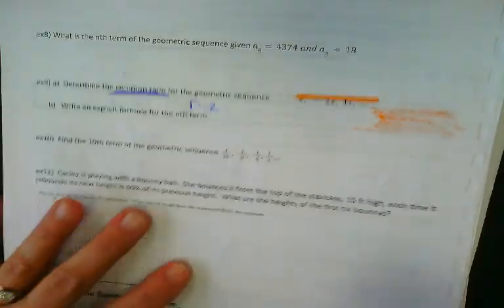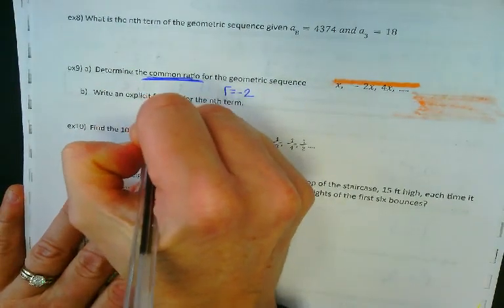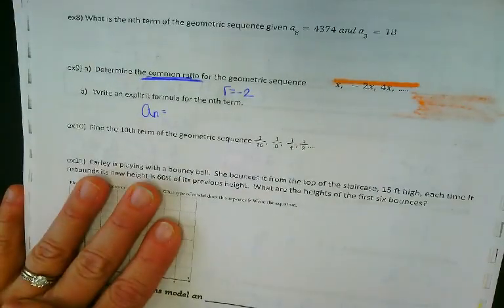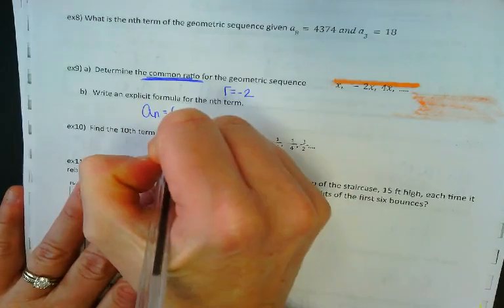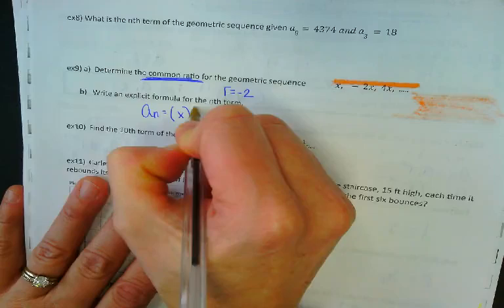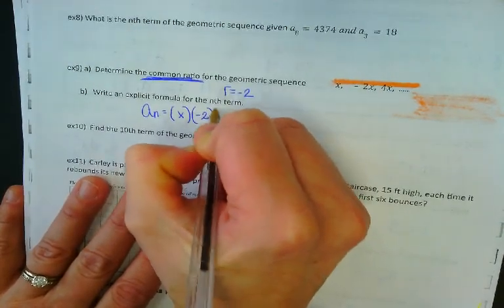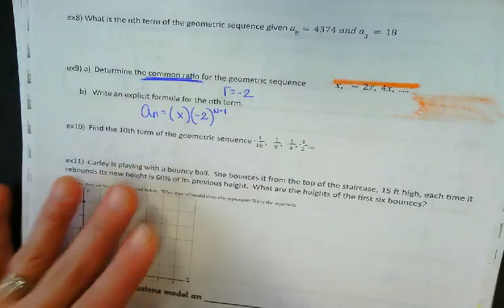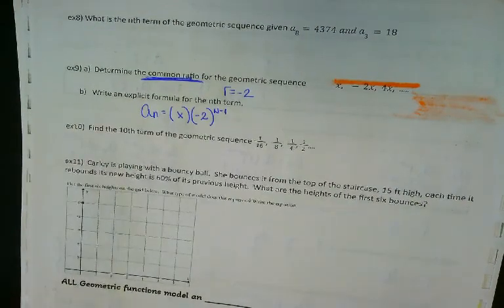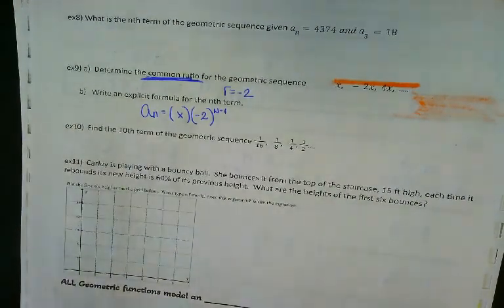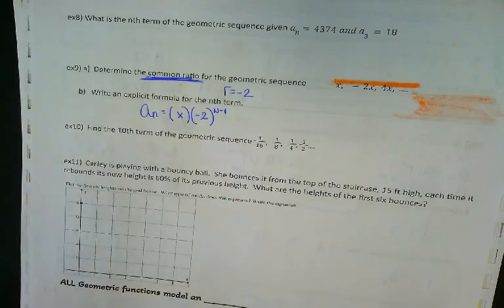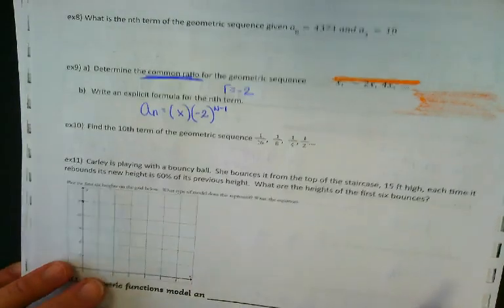Write the explicit formula. So that's my a sub n equals a sub 1. What's my a sub 1? X. Our ratio we just said is -2. And it's all raised to the n minus 1. Okay, let's get 11 in here. We'll come back to 10 if we need to.